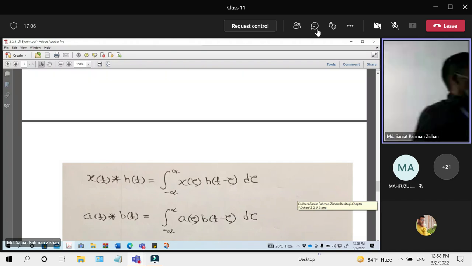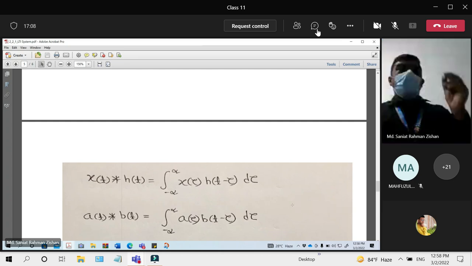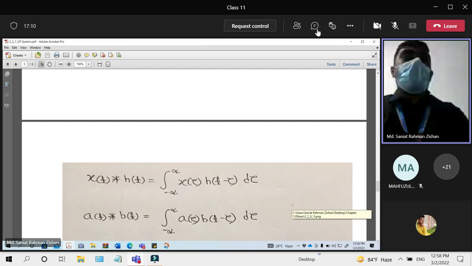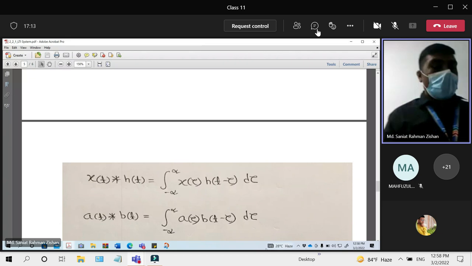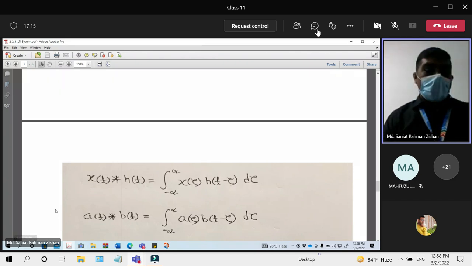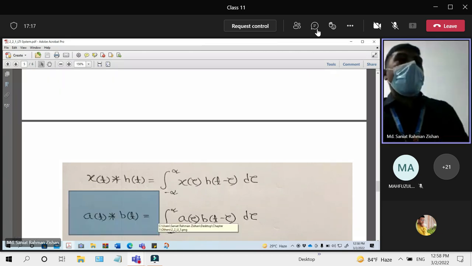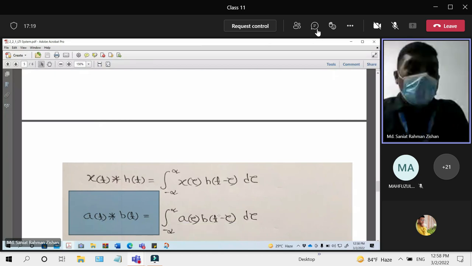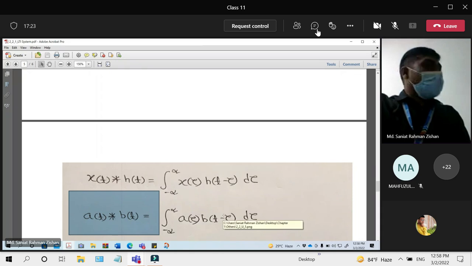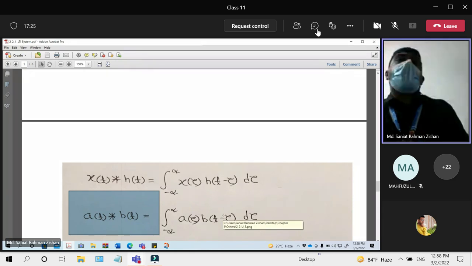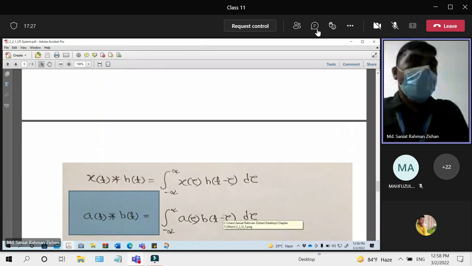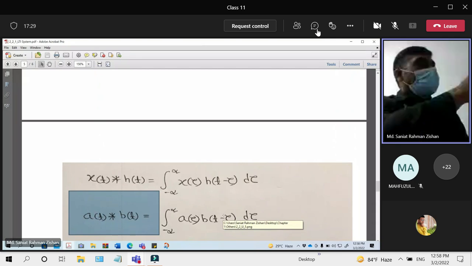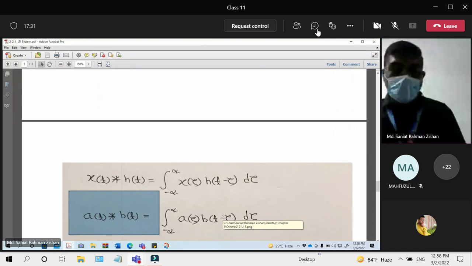Which are known. In this case, what is happening? Tau is the new variable. So at first this was AT into BT, AT convolution BT, but whenever you are applying the convolution integral, it's becoming A tau and BT minus tau. These are time variables. T is a time variable, like that tau is also a time variable. What it will be, I'll show you in mathematics after a few minutes.